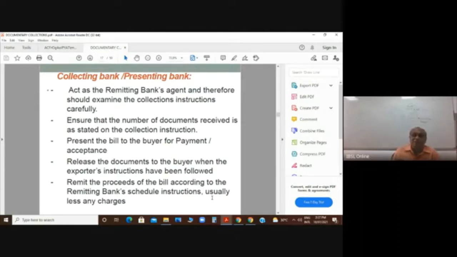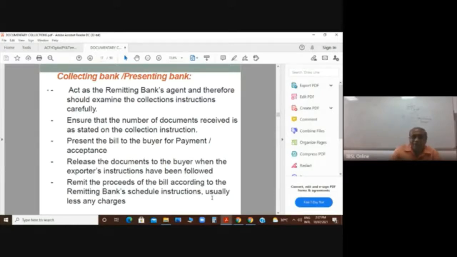Present the bill to the buyer for payment or acceptance and release the documents to the buyer when the exporter's instructions have been followed. Remit the proceeds of the bill according to the remitting bank's schedule and instructions.